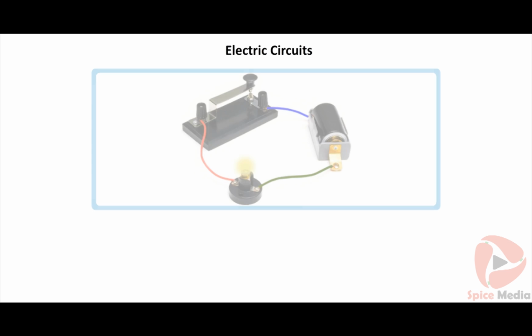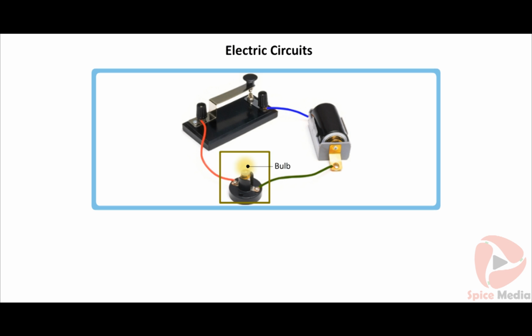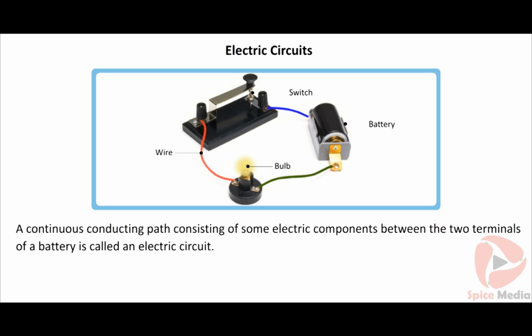When certain electric components like a bulb, a key or a switch and a conducting wire are connected to a battery in such a way that a closed path is formed for the current to flow, an electric circuit is obtained. We can define the electric circuit as follows. A continuous conducting path consisting of some electric components between the two terminals of a battery is called an electric circuit.